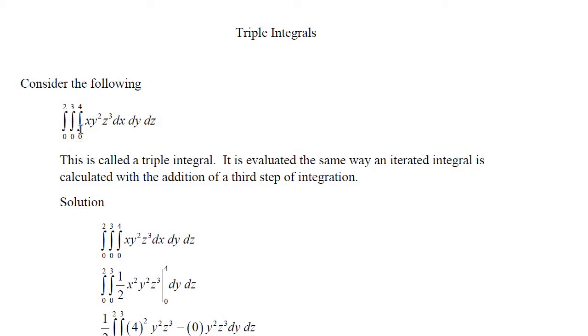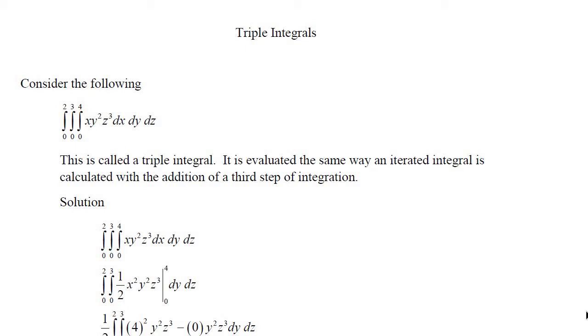So along the x, it goes from 0 to 4. Then along the y, it goes from 0 to 3, and then along the z, it goes from 0 to 2. So this creates a rectangular solid that we're integrating across, and here's a function that's defined in that rectangular solid. And if this was maybe a density function for values of x, y, and z inside of our rectangular solid, then what this triple integral calculates is the mass of that rectangular solid. So just like in 2 dimensions, this is now a 3-dimensional equivalent of that iterated integral.